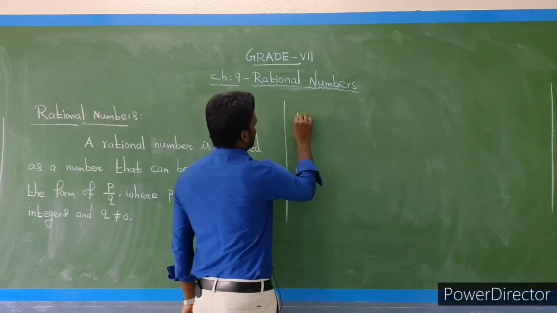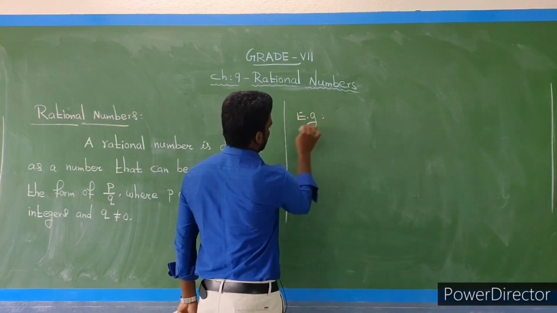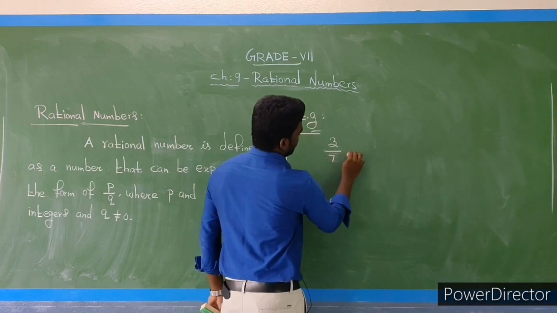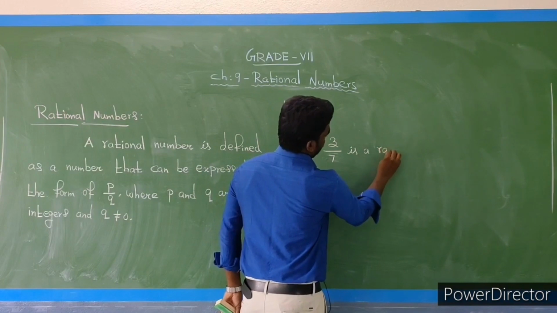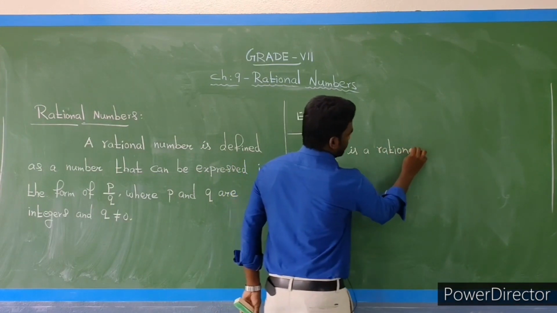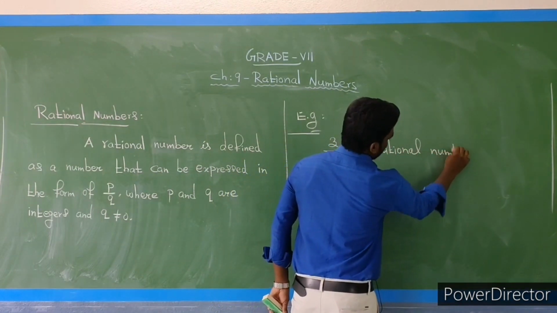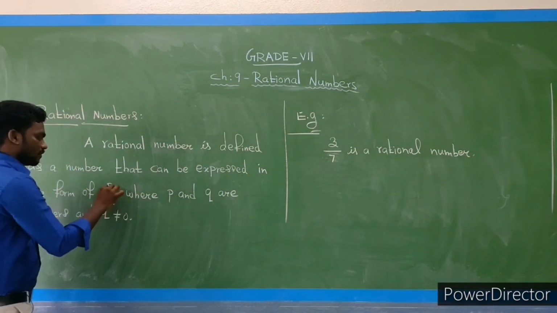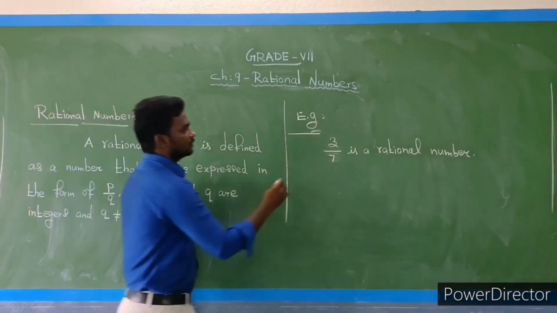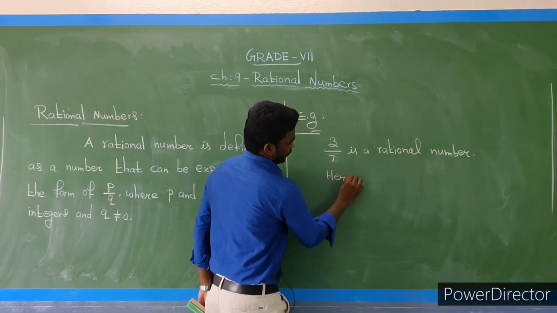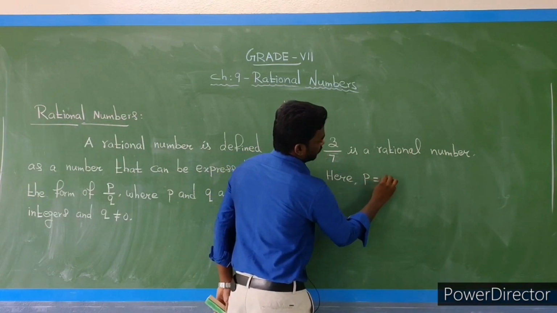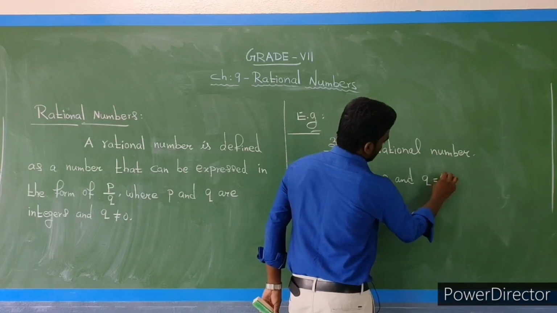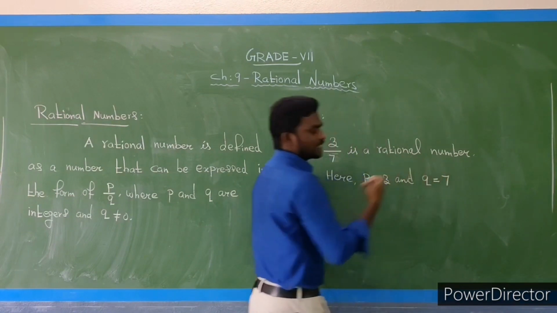So what is an example of a rational number? For example, the number 3 by 7. 3 by 7 is a rational number, because this is in the form of p by q. Here p is equal to 3 and q is equal to 7. So this is an example of a rational number.